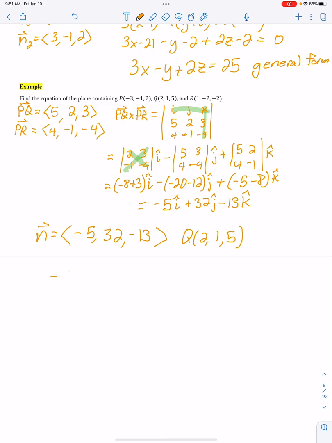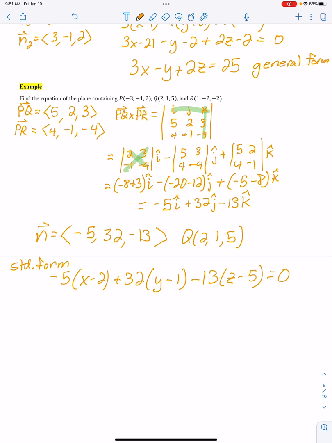So with the normal vector, the x component, negative 5 times x minus 2, plus 32 times y minus 1, minus 13 times z minus 5 equals 0. I'm going to stop there. This is my standard form. If they ask for general form, I just multiply it out and move the constant to the other side.